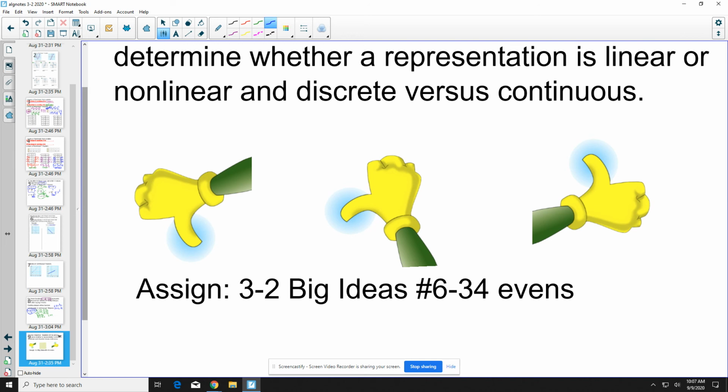Today your assignment is 3-2 in the Big Ideas website, numbers 6 through 34 even.